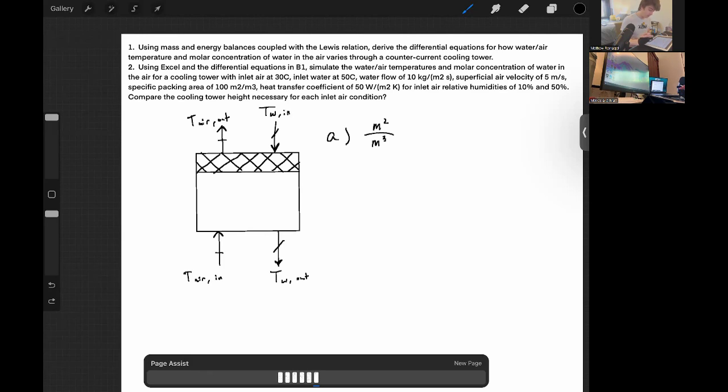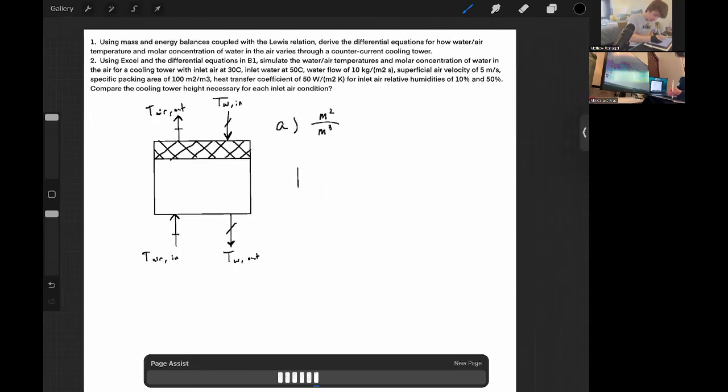So when we look at this, we need to break this down into smaller cross-sectional areas so that we can derive as accurately as we can the behavior of the temperatures and the concentration of the system. So what I'm going to do is make a little area over here for us to look at.